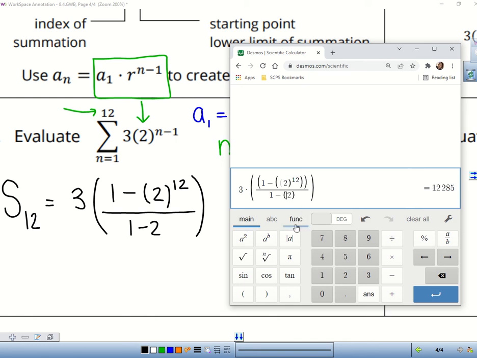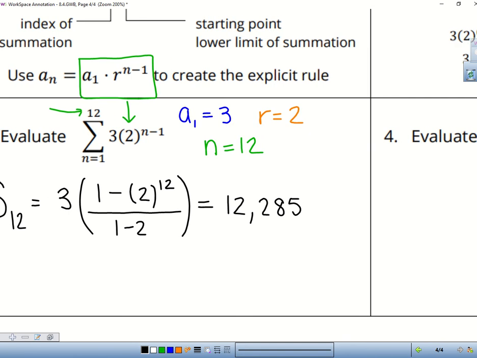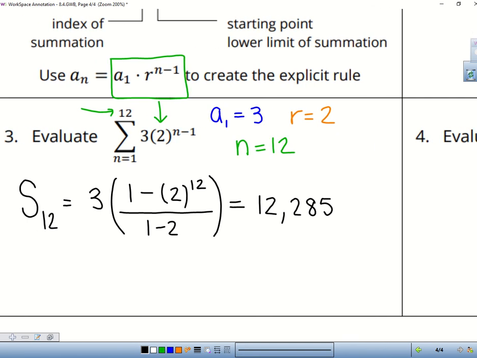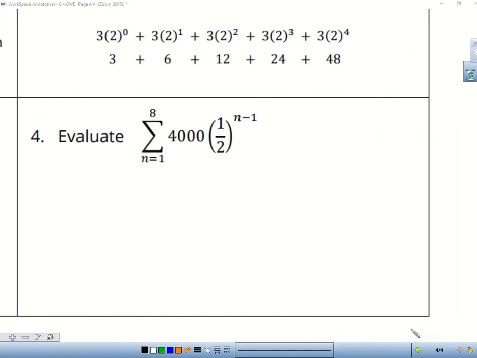And I should get 12,285. Okay. So like I said, it can really be helpful to use that calculator. Any questions about number 3? All right, number 4.